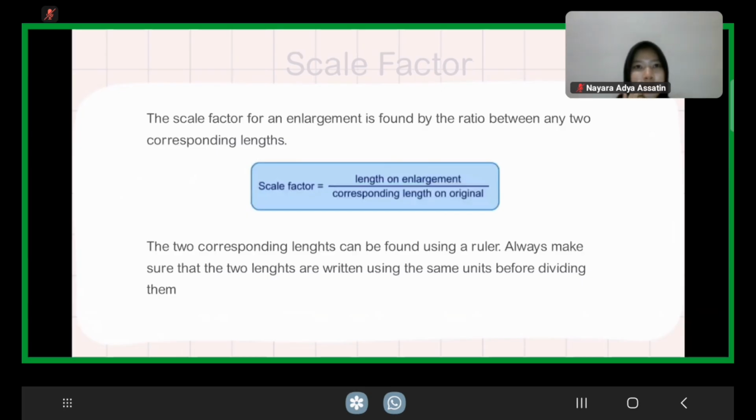Okay, now scale factor. The scale factor for an enlargement is found by the ratio between any two corresponding lengths. The formula of this scale factor is length on enlargement divided by corresponding length on original. The two corresponding lengths can be found using a ruler. Always make sure that the two lengths are written using the same units before dividing them.